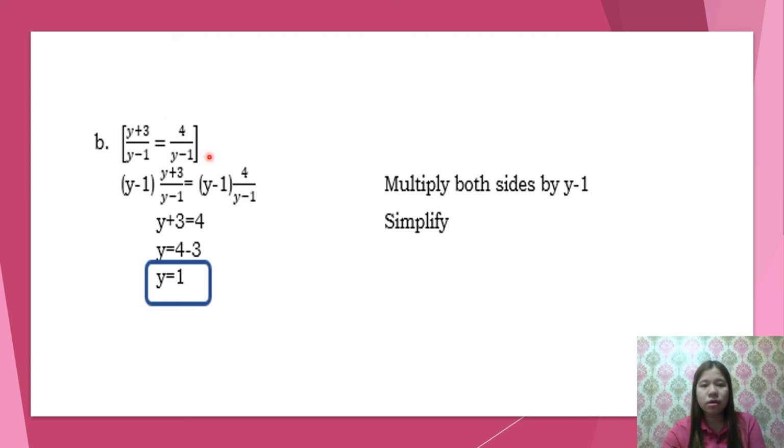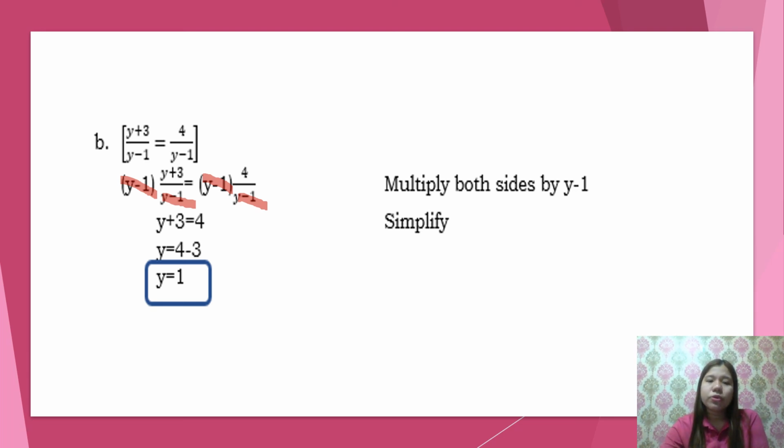And then we have here the quantity of y plus 3 over y minus 1 is equal to 4 over y minus 1. At first, multiply both sides by y minus 1. So y minus 1 times y plus 3 over y minus 1 equals y minus 1 times 4 over y minus 1. So this will be cancelled out. What is left is y plus 3. And on the other side, it also cancels, because y minus 1 divided by y minus 1 is 1, right? So only 4 is left.